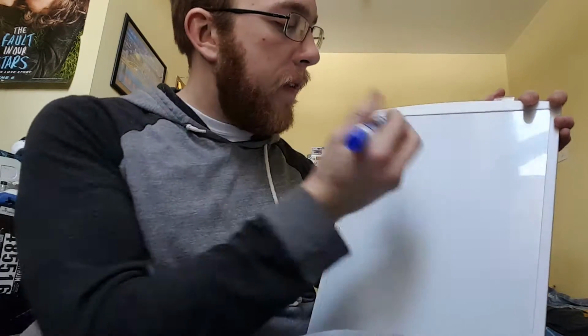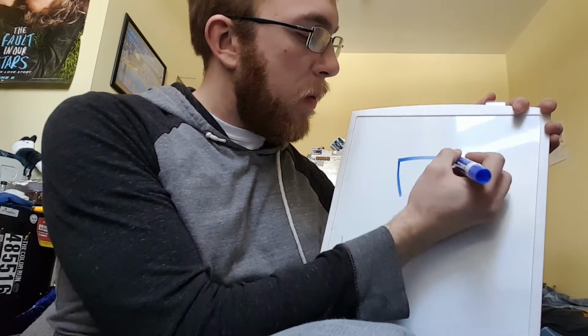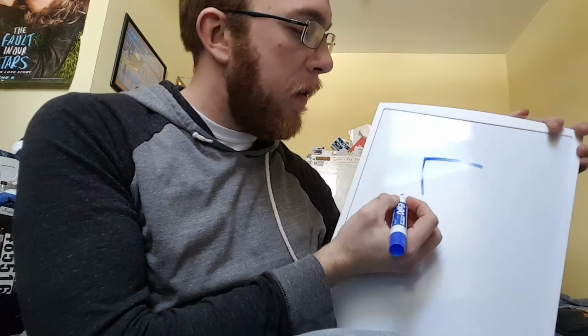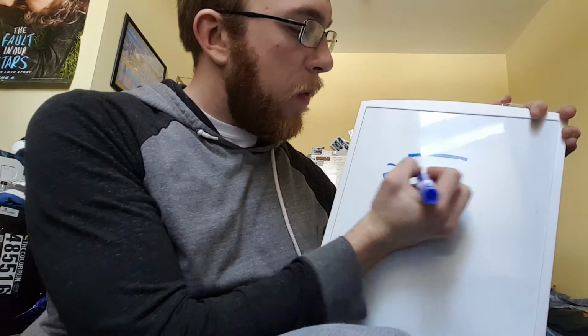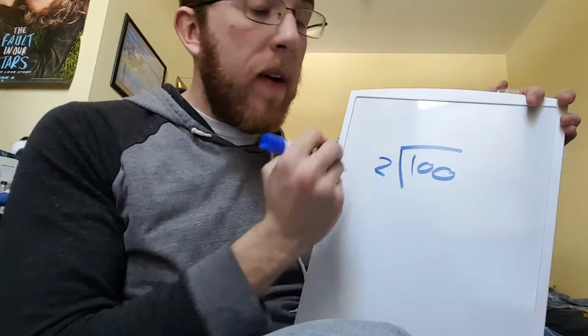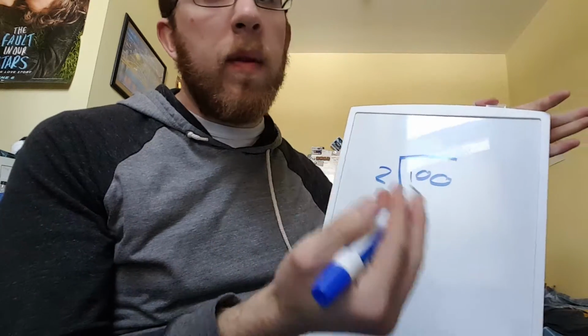All right, really quick long division. We're going to do simple, we're going to do slightly more difficult, and then we're going to do slightly more difficult. All right, so we'll start easy. 100 divided by 2. You know it's 50, I know it's 50, but this way you can see it with an easy example.